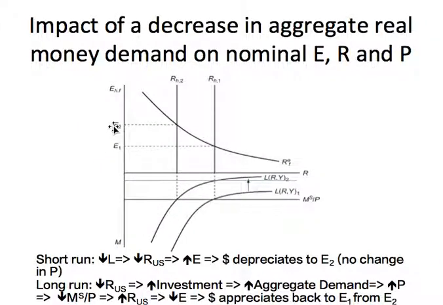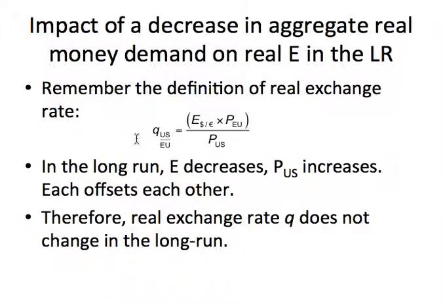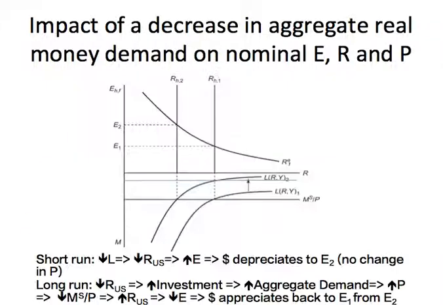That is, it came back from E2 to E1. That is, the value of E went down, right? The exchange rate appreciated, which means the exchange rate went down from E2 to E1. So the exchange rate goes down in the long run, E goes down, but at the same time we saw that the price level went up.